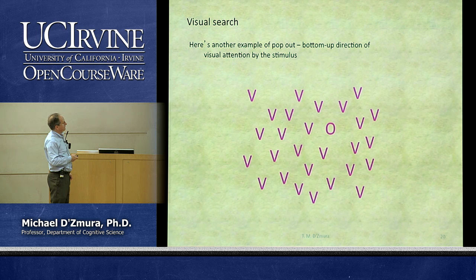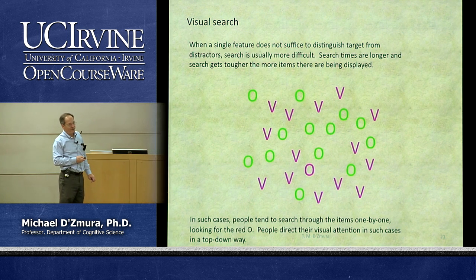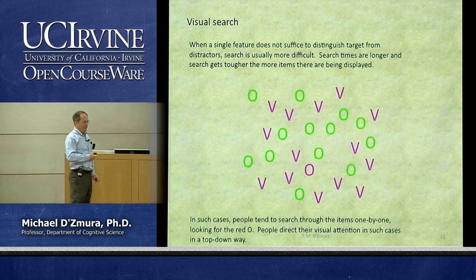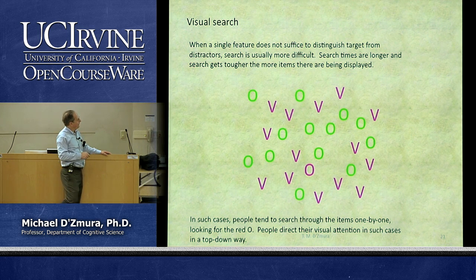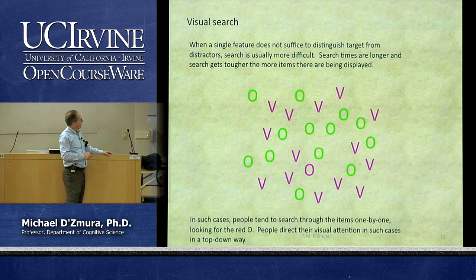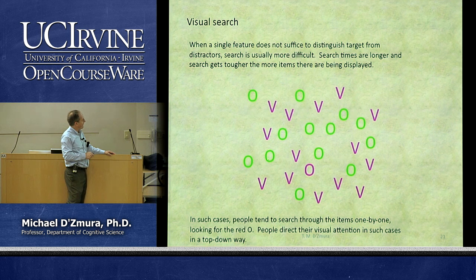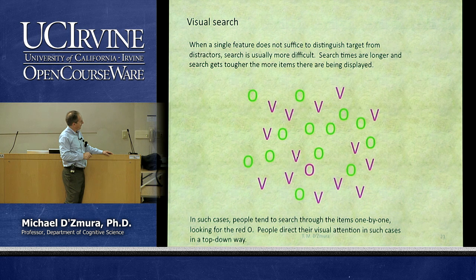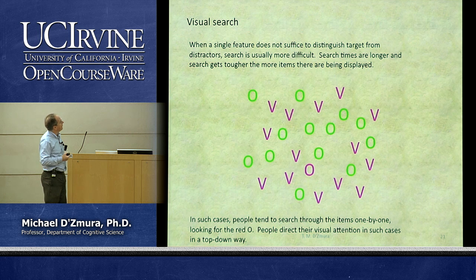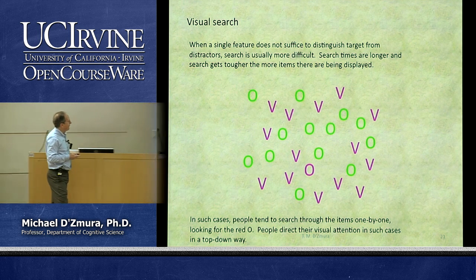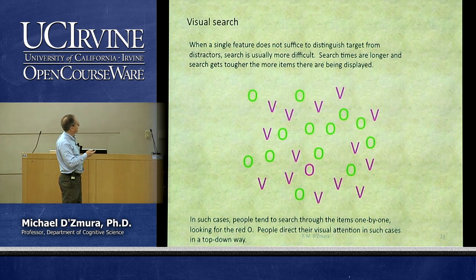So, did it pop out that time? No. It might be easy to find, but it probably did not pop out, because in this case, there are distracting elements with the same shape, namely those green O's. There are also distracting elements with the same color, namely the red V's. So there is no single feature that allows the target to pop out. So that results in a harder search.